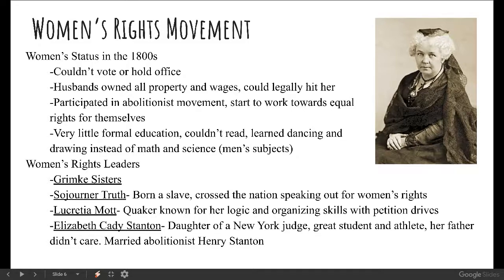And a lot of women participated in the abolitionist movement. That's kind of where they got their start, learning how to organize social movements. And so a lot of people started to work towards equal rights for themselves, like I said before with the Grimke sisters. And women had very little formal education. Many women couldn't read. They would learn things like dancing and drawing instead of math and science, which were considered to be men's subjects. So that's going to be a big part of the women's movement as well, trying to gain education, basic things like reading that women want to have.